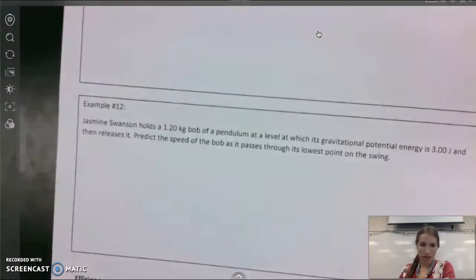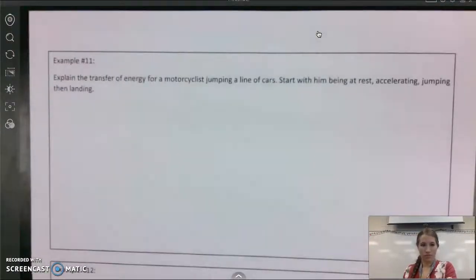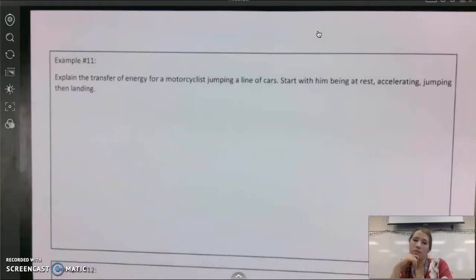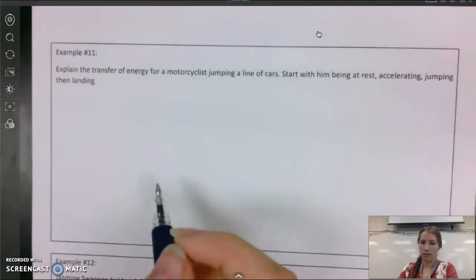Example 11 and 12. Okay, 11 I'm going to have you do on your own, but it's really similar to what we talked about with the skier. So let's just set up the situation. Explain the transfer of energy for a motorcyclist jumping over a line of cars. Start with him being at rest, accelerating, jumping, and then landing.